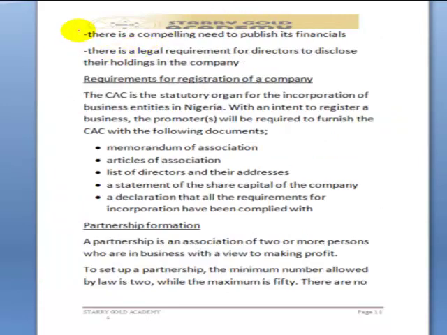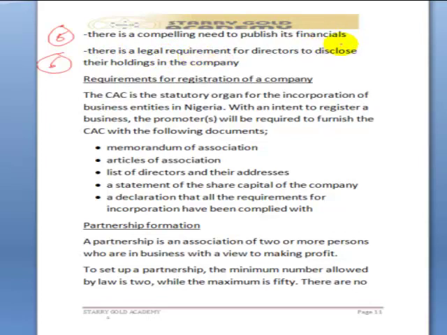The 5th one talks about a compelling need to publish its financials. This means that at the end of every operating year, you are required to prepare your financial statements. Not only prepare, you must publish them in at least 2 major national newspapers. The 6th one talks about a legal requirement for directors to disclose their holdings in the company. This is a provision of the CAMA laws.